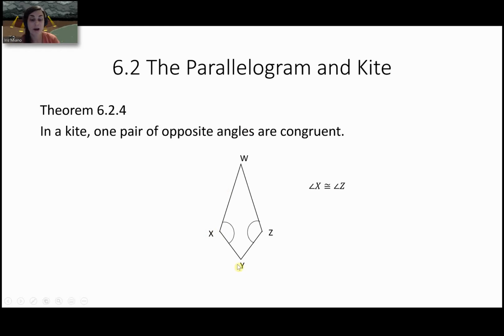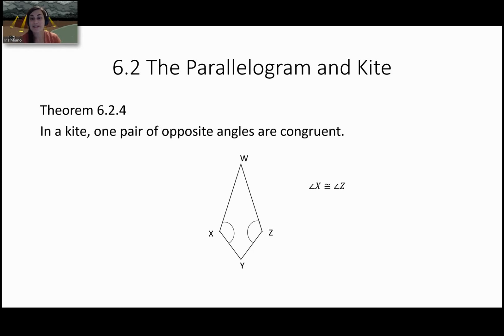So right, edges XW and XY are clearly not congruent to each other. So that means the vertex X that joins those non-congruent edges together must be one of the pair of congruent angles. Similarly, notice that ZW and ZY are non-congruent edges, and so that means that the vertex that holds them together, Z, must be the other side of the congruent pair of angles inside of this kite. Okay, so that's the rule of thumb.